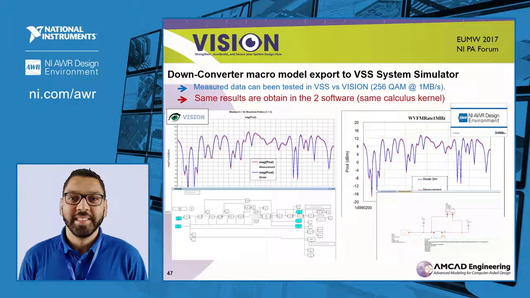Here we show that we get the same results in Vision software and VSS, so you can use both Vision behavioral models and all VSS capabilities to get the most out of your RF systems.